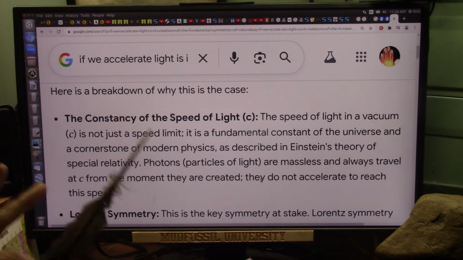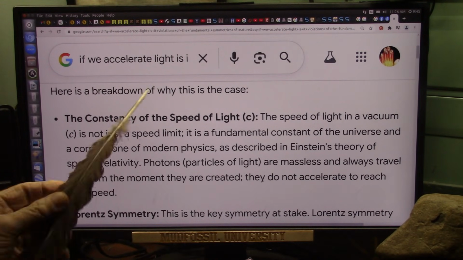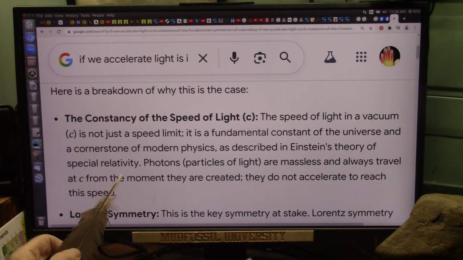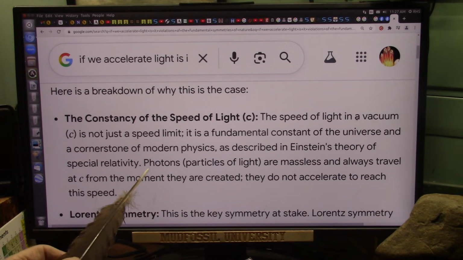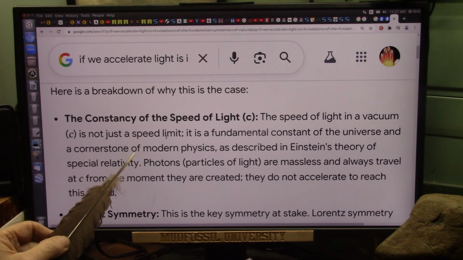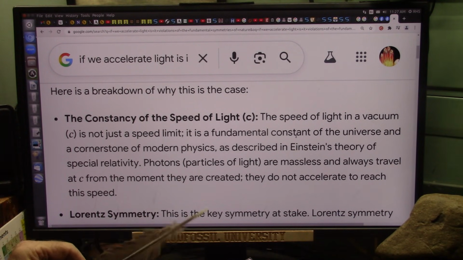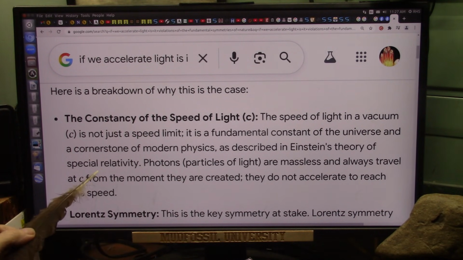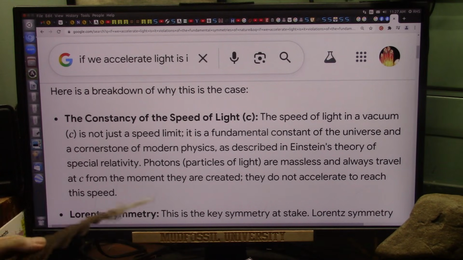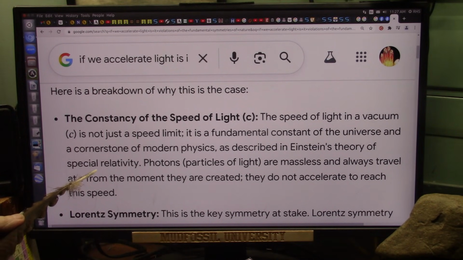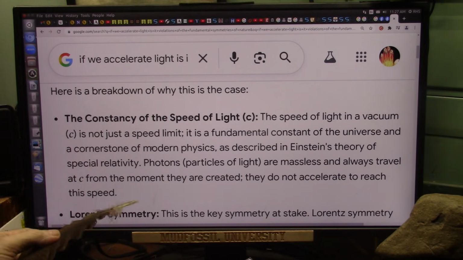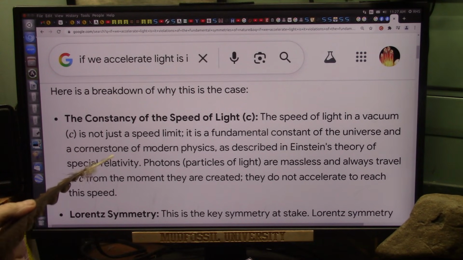And we can accelerate it in the medium of the space that we're in. Now, not only is the speed of light in a vacuum just a speed limit, it's a fundamental constant of the universe. It's a cornerstone of modern physics. It doesn't work. It's wrong. It's totally wrong. It's not correct. It's the fundamental cornerstone of modern physics.